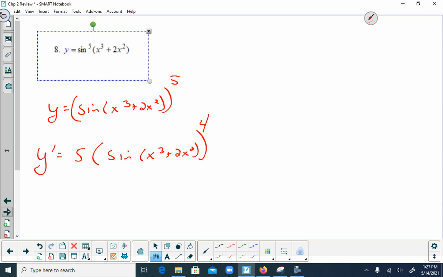Now I'm taking the derivative of what's inside. The derivative of sine is cosine, so this will be cosine of (x cubed plus 2x squared), and that's always going to be raised to the 1st power because you're just taking the derivative of sine. It has nothing to do with that exponent. And now I'm taking the derivative of what's inside, so this will be 3x squared plus 4x.